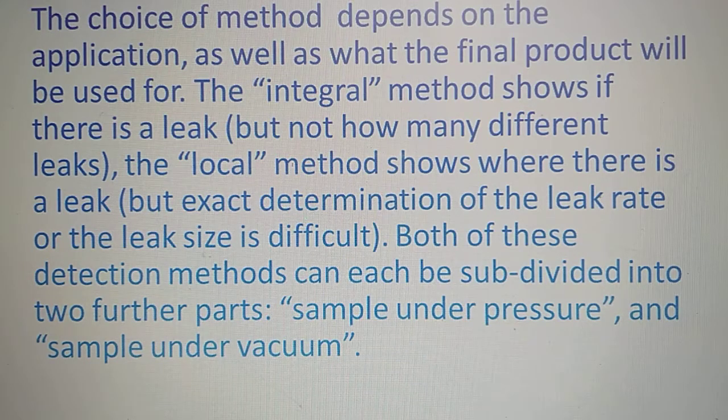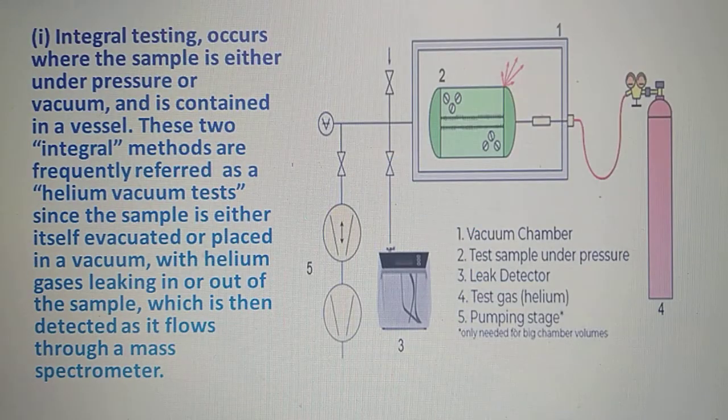The integral method shows if there is a leak, and the local method shows where there is a leak, but the exact determination of the leak rate or the leak size is difficult using the local method. Both of these detection methods can be subdivided into two further parts: sample under pressure and sample under vacuum. So what's the difference? You will come to know in the next few slides.